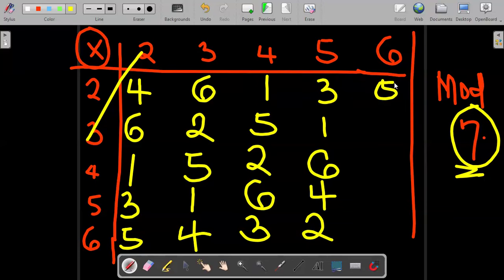Here is 18. 18 will give us 4. 4 times 6 is 24. So that will give us 3. Then 6 times 5 is 30. That will give us 2. Then 6 times 6 is 36. How many 7 can I find in 36? Is 5. Because 7 times 5 is 35. What is left is 1.